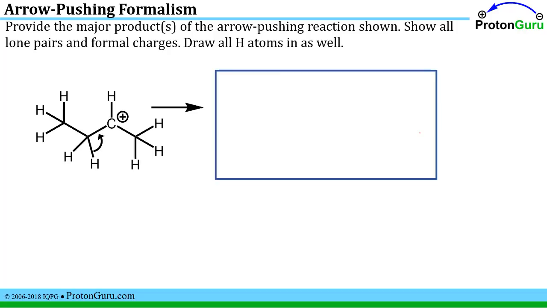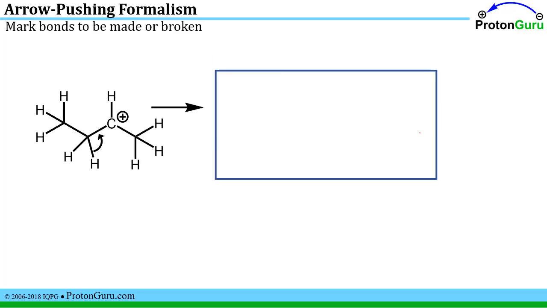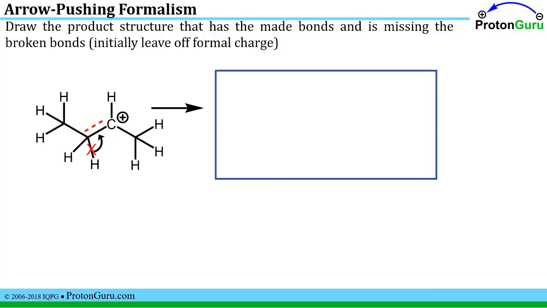Provide the major products here. Well, we're first going to want to mark which bonds are made or broken. We see that we're taking electrons away from the space between the hydrogen and the carbon, so that bond won't be there anymore. We're dumping the 2 electrons into this space, so we're trying to make a second bond between the 2 carbons here and here. So if we annotate that by crossing out the bond that breaks and drawing a little dotted line to remind us that's where a new bond has to go in our product, we should be able to draw the fragments we get from this movement of electrons.